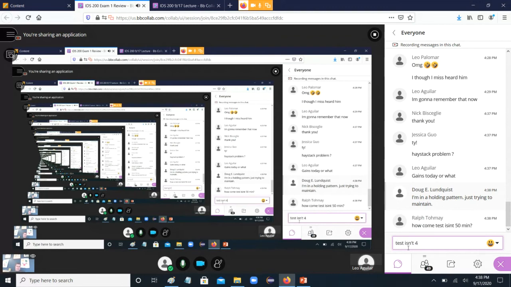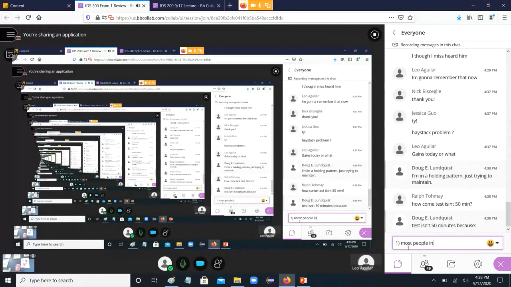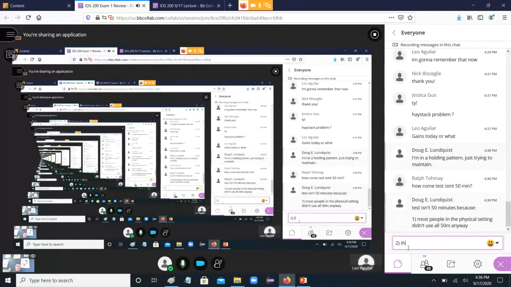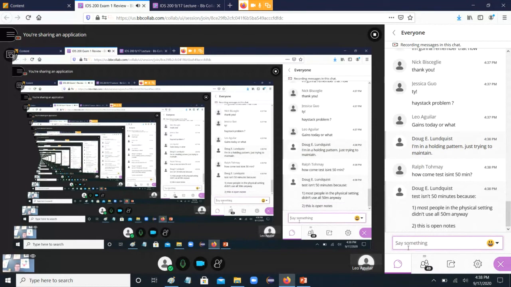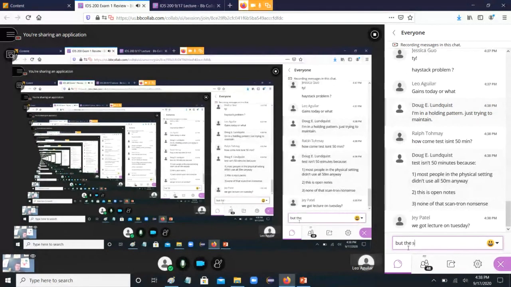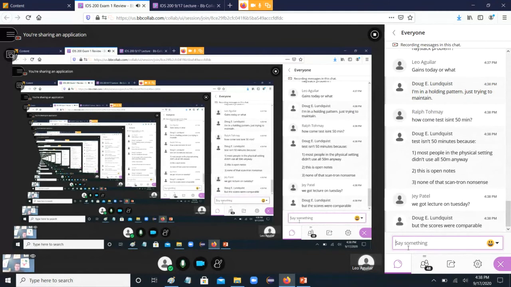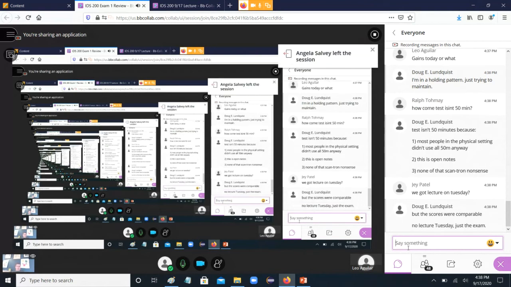The test isn't 50 minutes because, number one, most people in the physical setting didn't use all 50 minutes anyway. So that's reason number one. And number two, this is open notes. And number three, none of that Scantron nonsense. Okay. But the scores were comparable, right? The score distribution was comparable. No lecture Tuesday, just the exam.